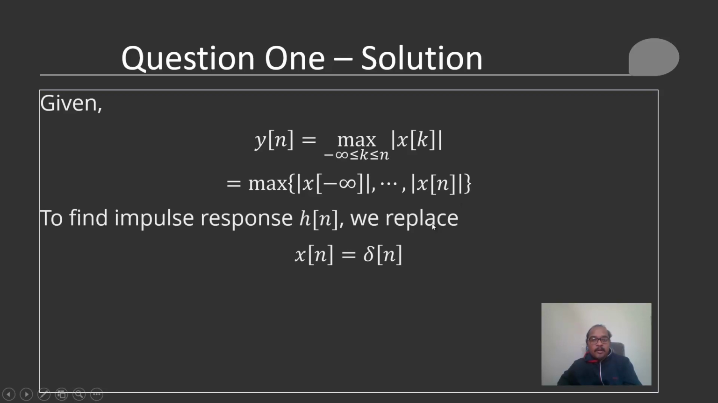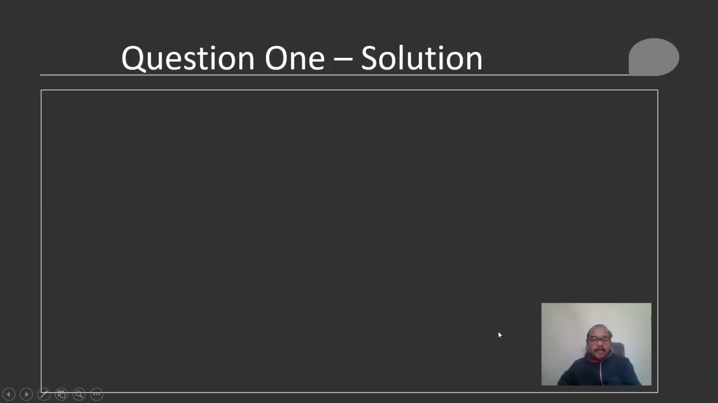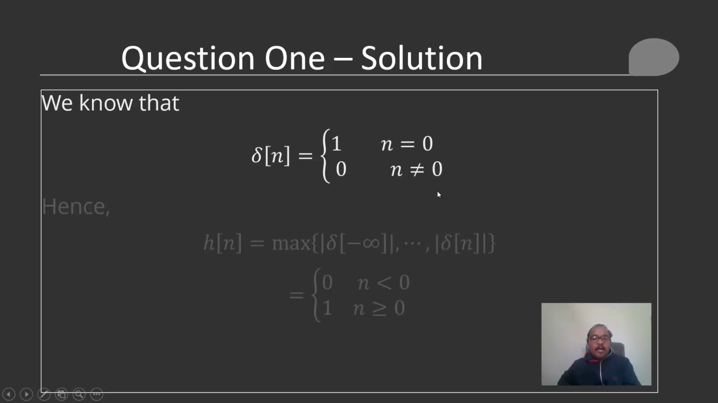To find the impulse response of the system, we have to replace the input x of n with delta of n. Hence the impulse response of the overall system would be equal to the maximum of modulus of delta of minus infinity and so on up to delta of n. If you remember, the definition of delta of n is 1 for n equal to 0 and 0 for n not equal to 0.